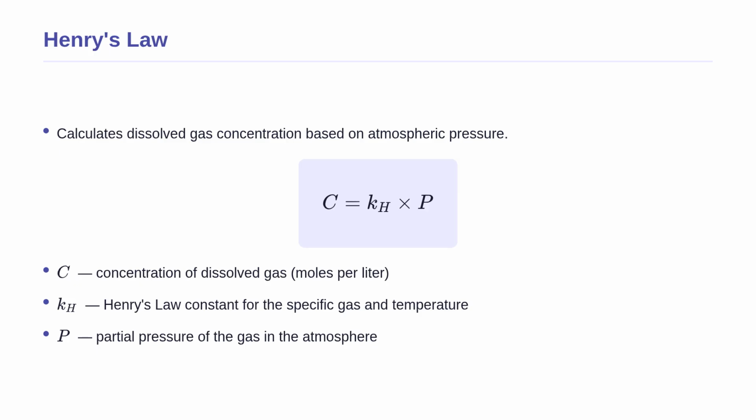In the equation, C represents the concentration of the dissolved gas. The symbol Kh stands for Henry's law constant, which changes depending on the water temperature and the specific gas. Finally, P is the partial pressure of the gas in the atmosphere. If the atmospheric pressure P increases, the concentration C will also increase, assuming the temperature stays constant.